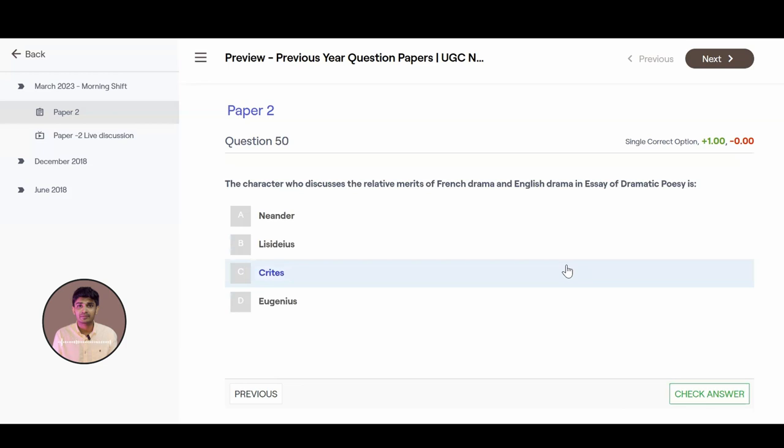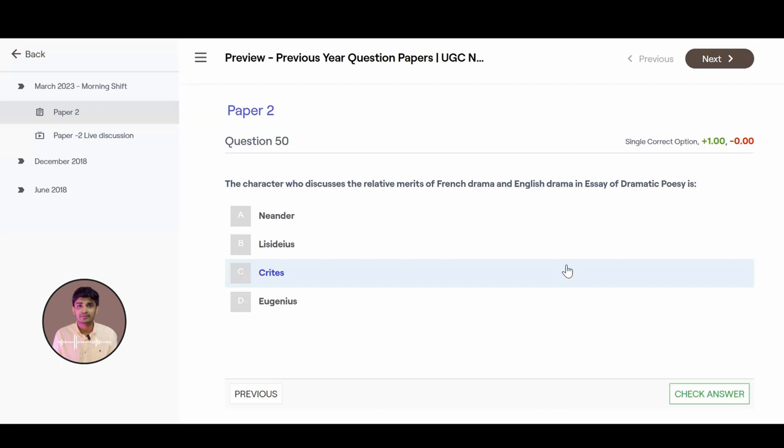50th question, we're halfway there. The character who discusses the relative merit of French drama and English drama in the work An Essay of Dramatic Poesy is: Neander, Lisideius, Crites, and Eugenius. An Essay of Dramatic Poesy is a work written by whom? Give me that answer first. Who wrote An Essay of Dramatic Poesy?